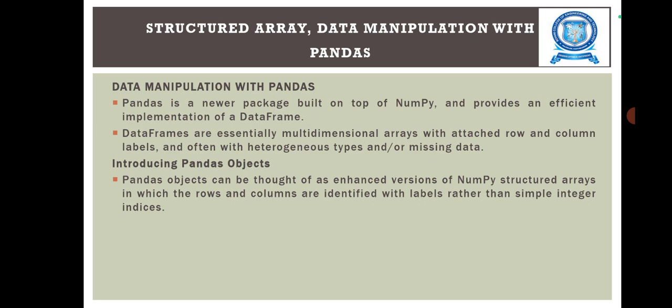Now we are going to see the introduction to pandas objects. Pandas objects can be thought of as an enhanced version of NumPy structured arrays in which the rows and columns are identified with labels rather than simple integer indices. It provides a host of useful tools, methods, and functionality on top of the basic data structures. Three fundamental pandas data structures are the Series, DataFrame, and Index.